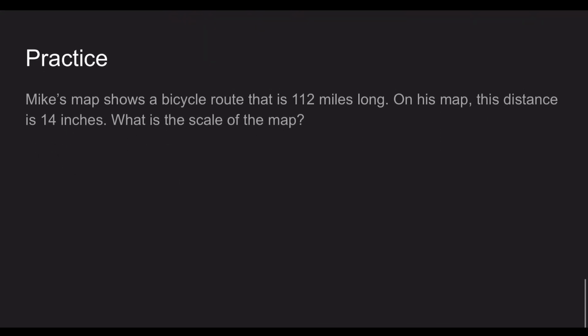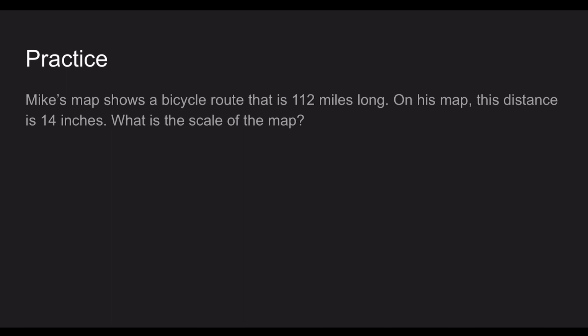Let's go ahead and pause right here. See if you guys can solve this one. All right, we got Mike. My sixth graders know that this right here is Mike Bettaducci. Mike's map shows a bicycle route that is 112 miles long. On his map, this distance is 14 inches. What is the scale of the map?